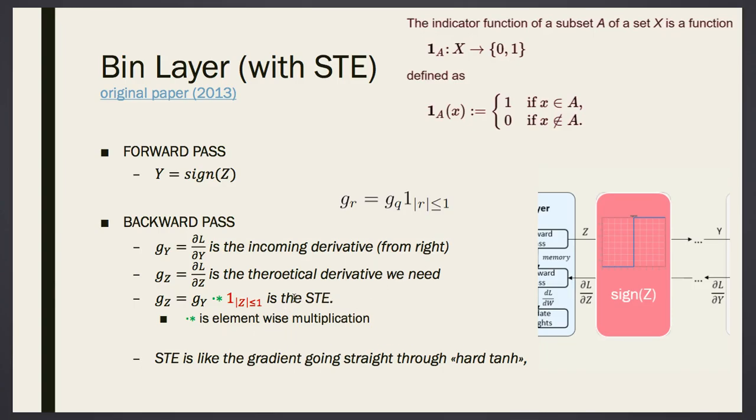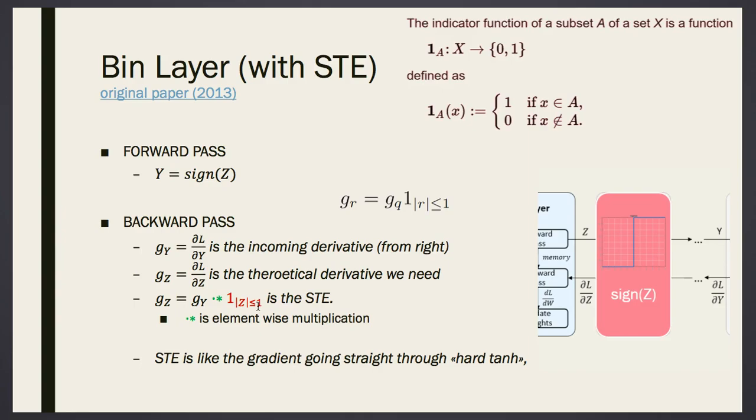By ST, what we do is we element-wise multiply gy with this value, being the indicator function. It is 1 as long as this holds. It is 0 if this does not hold. What is it? The absolute value of z, this z being the input to this function. If the input to this function has absolute value smaller than 1, then we feed the gradient. If the absolute value of z is more than 1, the gradient is 0.